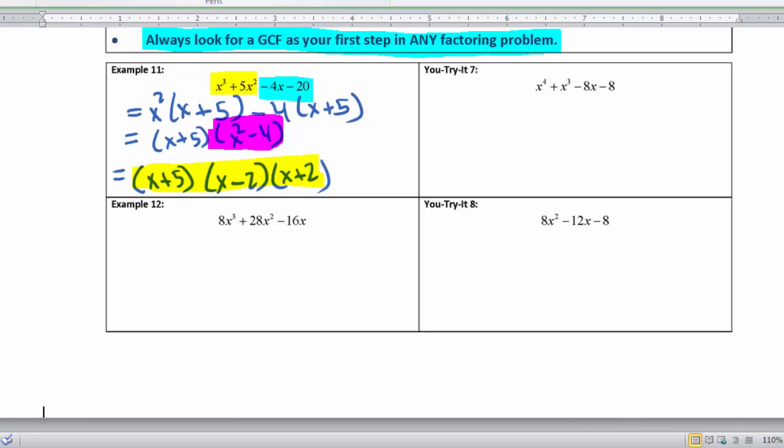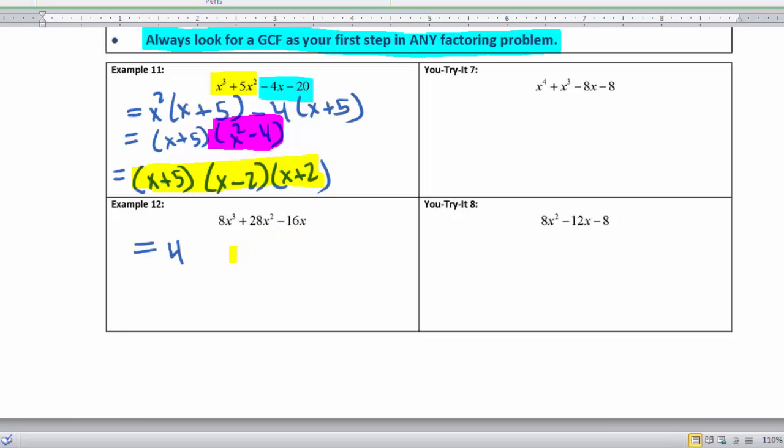Now, the second one is only 3 terms, so you might look at it and say, oh, it's an ax squared plus bx plus c, but it's not, because it has a cube. So that brings you to, all right, is there a GCF here? Yeah, there is. And remember, that was the first thing we should have looked for. I shouldn't have talked about ax squared plus bx plus c. I should have first said, is there a GCF? So what's the biggest number that will go into 8, 28, and 16? Well, 8 will go into 8 and 16, but not 28. 4 will go into 8, 16, and 28. So it's 4. And then x cubed, x squared, and x.